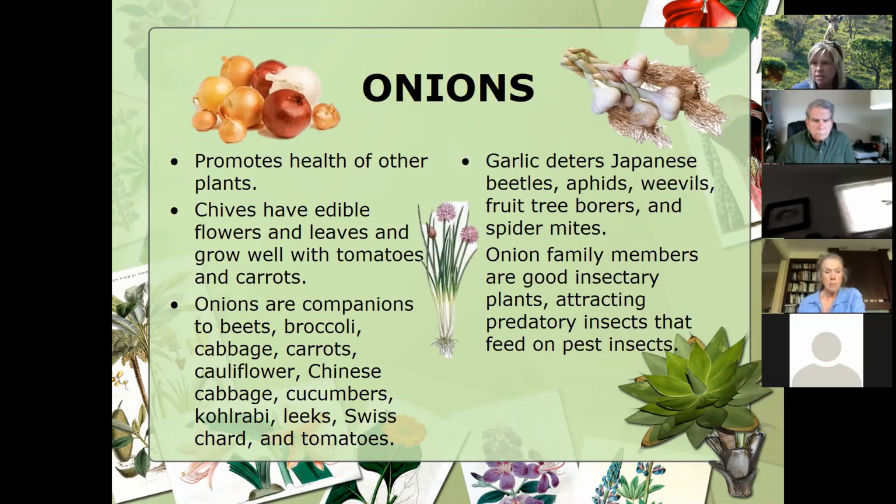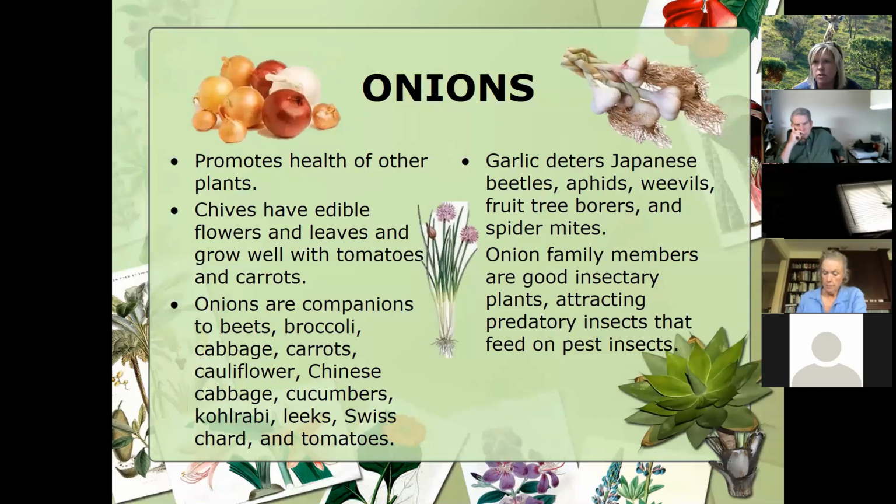Onions are going to be good companions again to any of the cold crops, and tomatoes, Swiss chard, you can interplant with any of those. Garlic has been known to deter Japanese beetles, aphids, fruit tree borers, and spider mites. So if anybody has some fruit trees, that might be something you want to plant nearby to help deter some of those fruit tree borers, because we're starting to see a higher occurrence of those here in Northeast Tennessee. We're getting about as high in numbers there as Middle Tennessee is. So we're starting to see some of the pressure from some of those pests as they start inching further east.